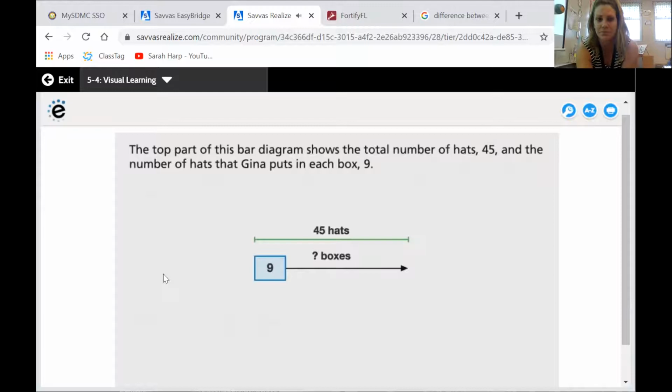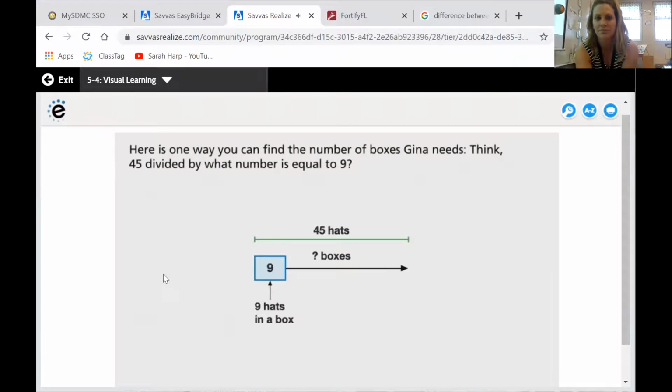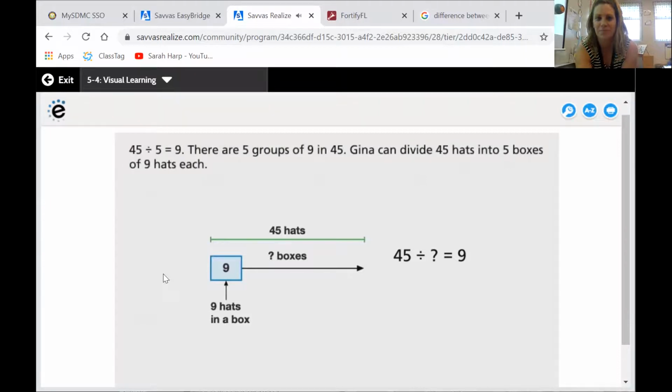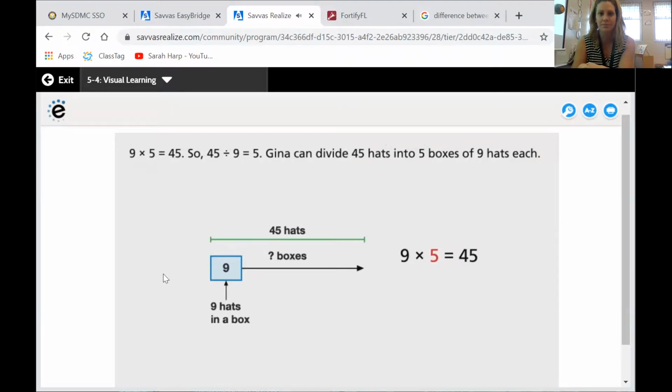The top part of this bar diagram shows the total number of hats, 45, and the number of hats that Gina puts in each box, 9. Here is one way you can find the number of boxes Gina needs. Think 45 divided by what number is equal to 9? 45 divided by 5 is equal to 9. There are 5 groups of 9 in 45. Gina can divide 45 hats into 5 boxes of 9 hats each. Here is another way you can find the number of boxes Gina needs. Use a related fact. What's the opposite of division? 9 times what number is equal to 45? 9 times 5 is equal to 45. So 45 divided by 9 is equal to 5. Gina can divide 45 hats into 5 boxes of 9 hats each.